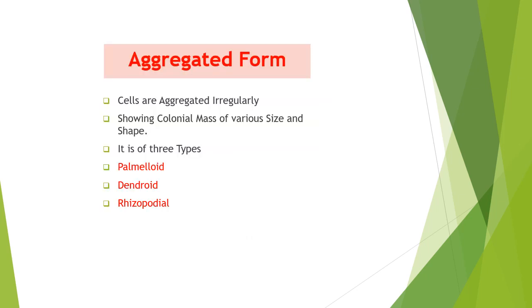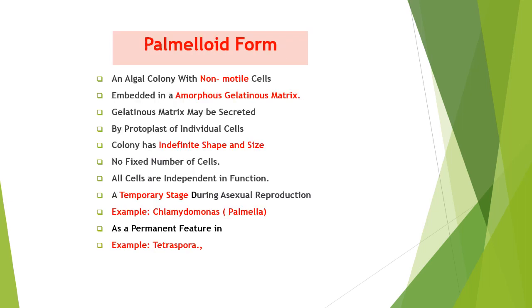So there are also aggregated forms. Aggregation is there. Cells are aggregated irregularly. There is no regularity. The network is also aggregation, but that is a particular kind of network. Irregularity is here, showing colonial masses of various sizes and shapes. It is of three types: palmelloid, dendroid, and rhizopodial. Let us discuss them one by one.